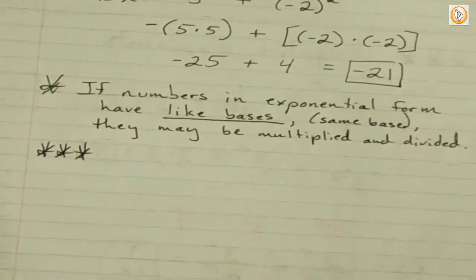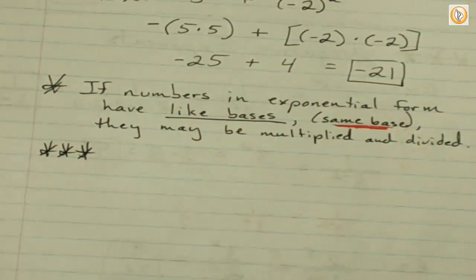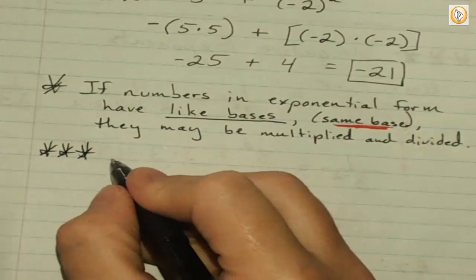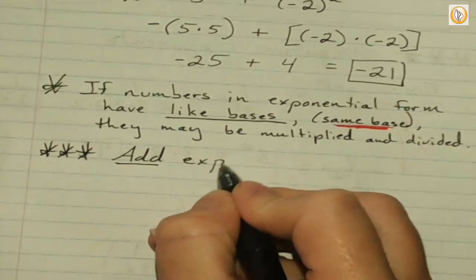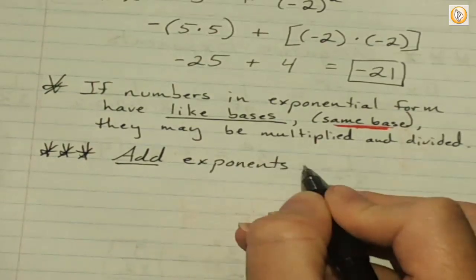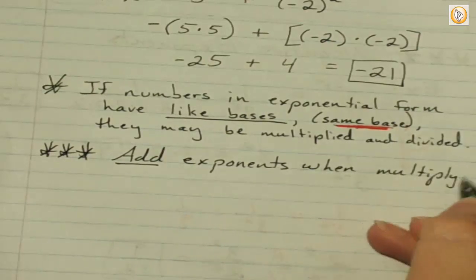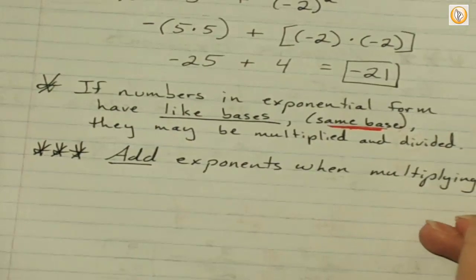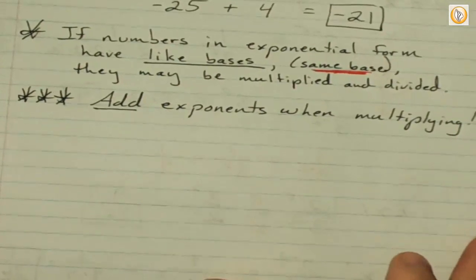3 stars. When we have same bases, this is the key word, same bases. Add exponents when multiplying. Add exponents when multiplying.